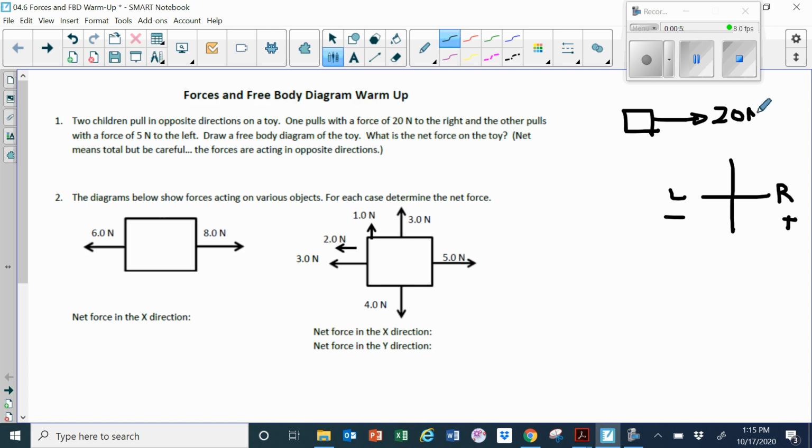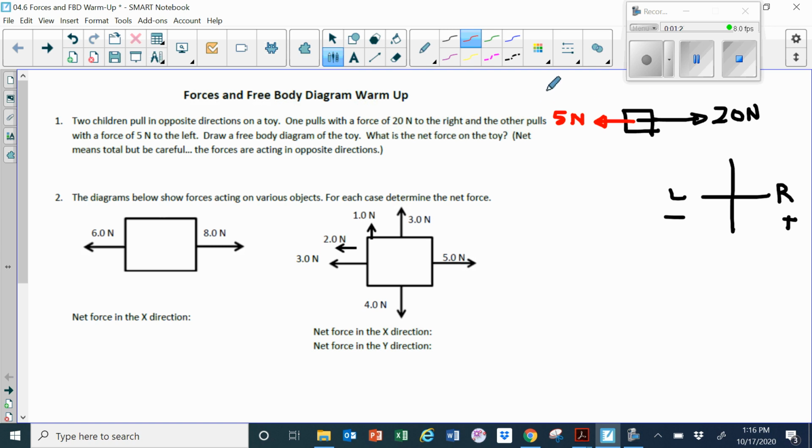You notice I showed the force acting on the body, on the toy, and the vector showing the direction to the right, and the magnitude of the force, 20 newtons. And the other pulls with a force of 5 newtons, and I'm going to change the color on this. I'm going to make this red, and I'm going to make it shorter. So the length of this bar is the magnitude, okay? And this one is pulling with a force of a magnitude of 5 newtons to the left.